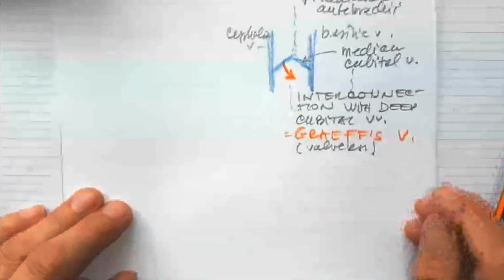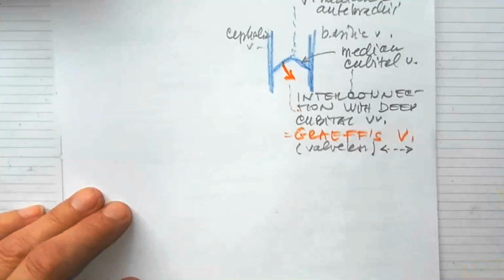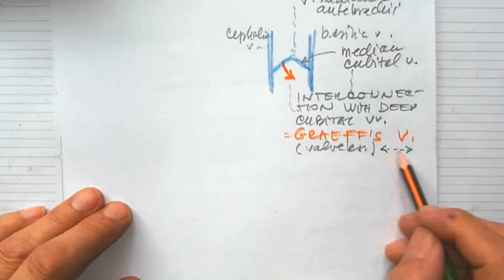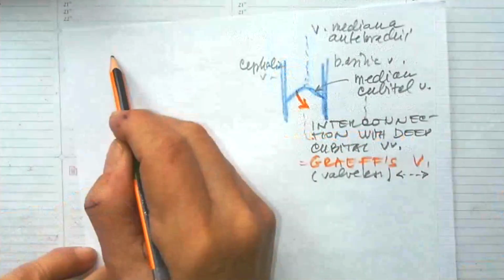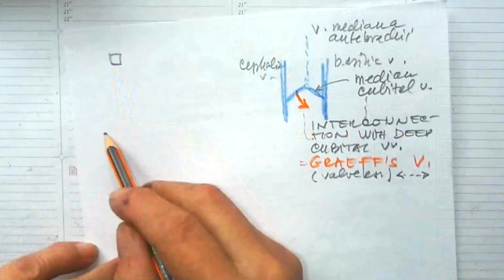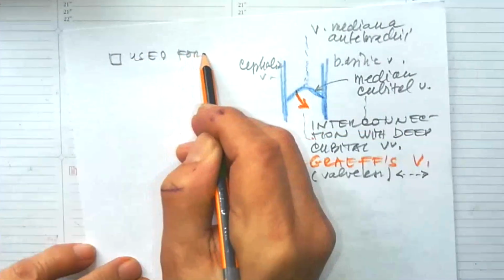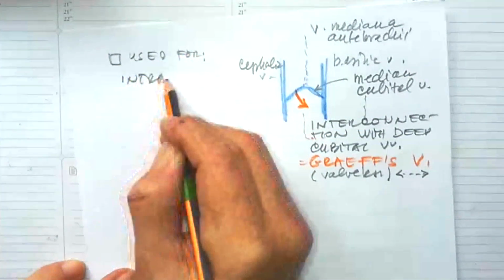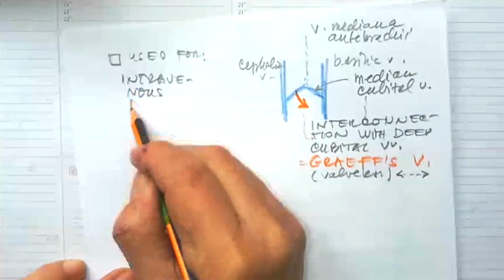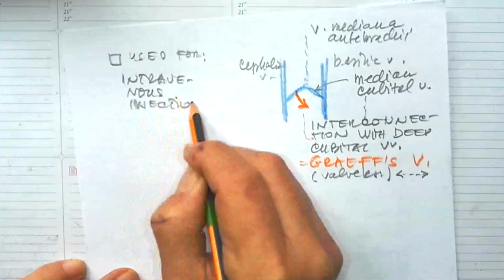Doesn't contain any valves. That means that it permits the flow of blood in both directions. These veins are used for intravenous injections.